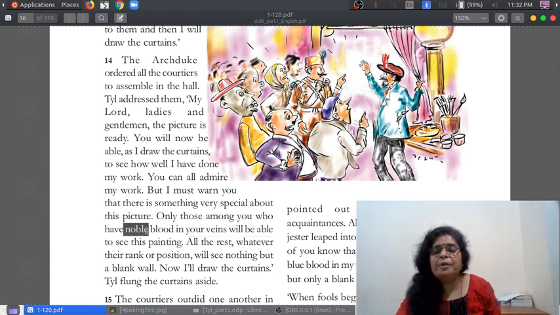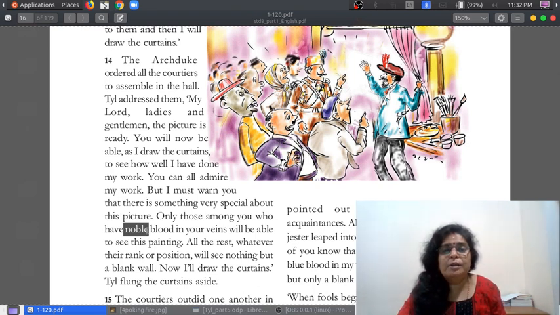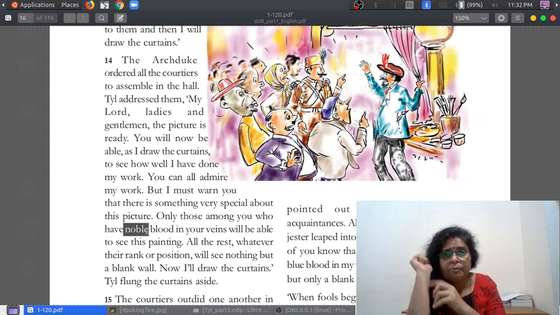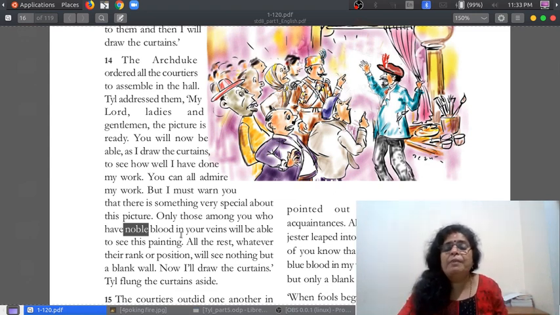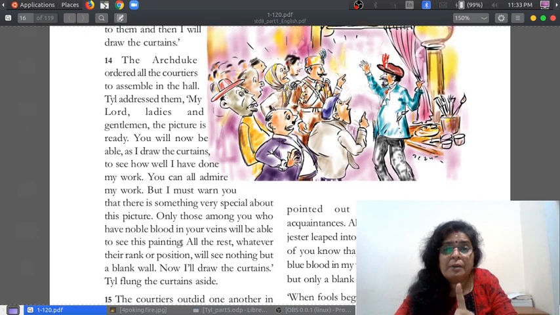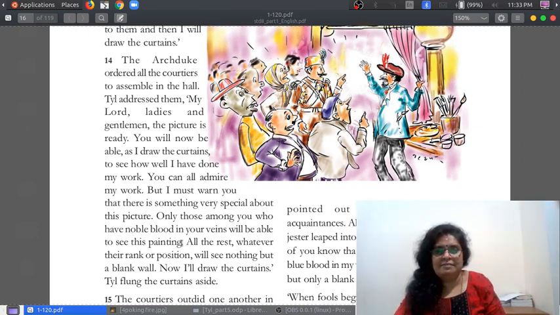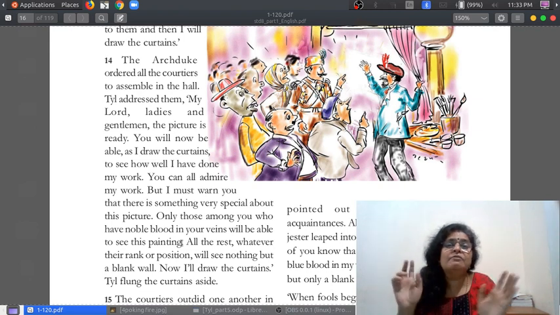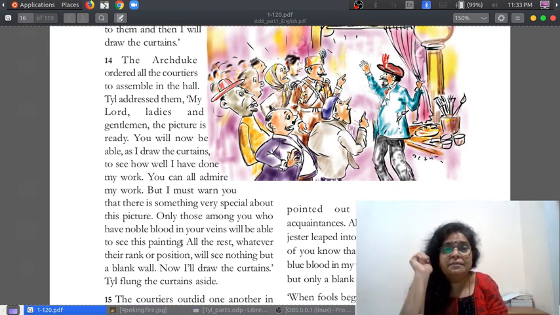Noble blood. What will be noble blood? Noble means here pure. Pure blood. Noble blood in your veins. Vein? Don't you know? Blood veins. That is. Noble blood in your veins will be able to see the painting. If you have very pure blood, then you can see the picture on the wall. If you don't have the pure blood, noble blood, you can't see the picture. Listen.